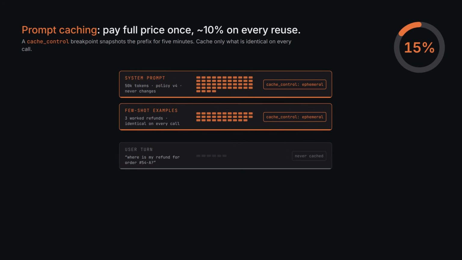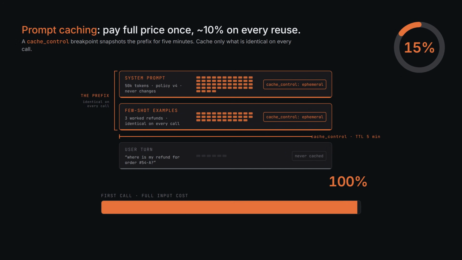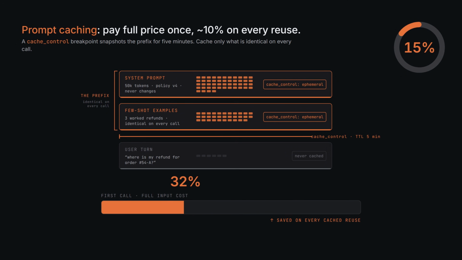Concept 2. Prompt caching. Every input token you send costs money, and if you send the same 50,000 token system prompt on every call, you pay full price for it every time. Prompt caching fixes that. You add a cache control breakpoint at the end of any prompt section you want to reuse, like your system prompt or your few-shot examples, and Anthropic caches the model's internal state at that point for the next 5 minutes. Calls that reuse the exact same prefix pay roughly 1/10 of the input price on the cached portion.